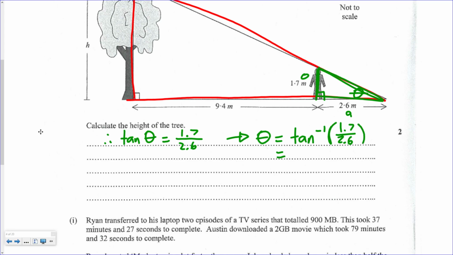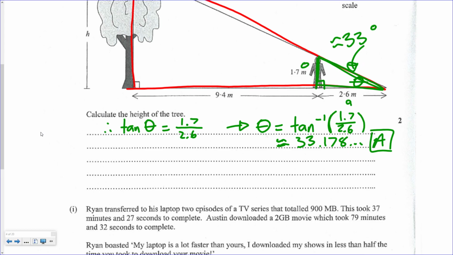And when you put that in your calculator, you get about 33.178... And I'm going to save that into my calculator. I'm just going to call that A. If you store that into A. So now we've found that that angle there is approximately 33 degrees, right? We won't say it's exactly that. Remember, you don't want to round until the end of the question.